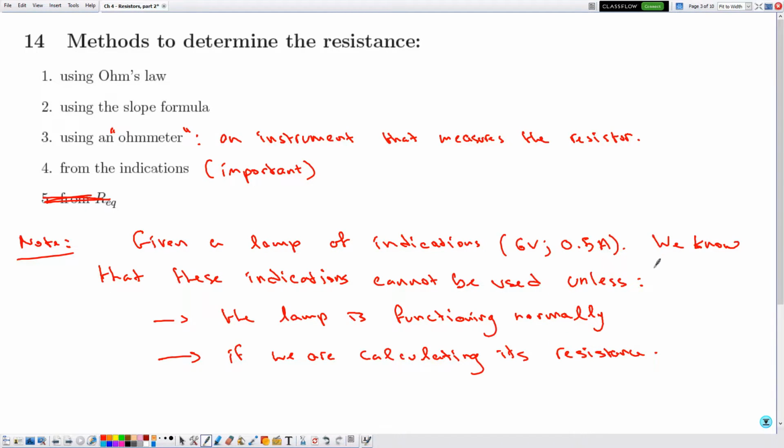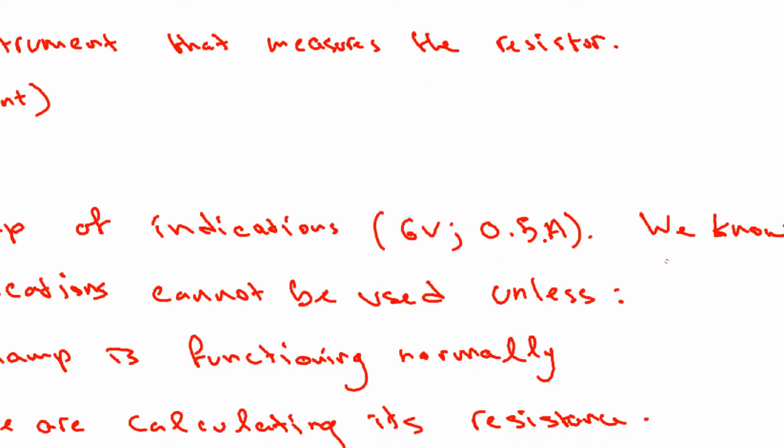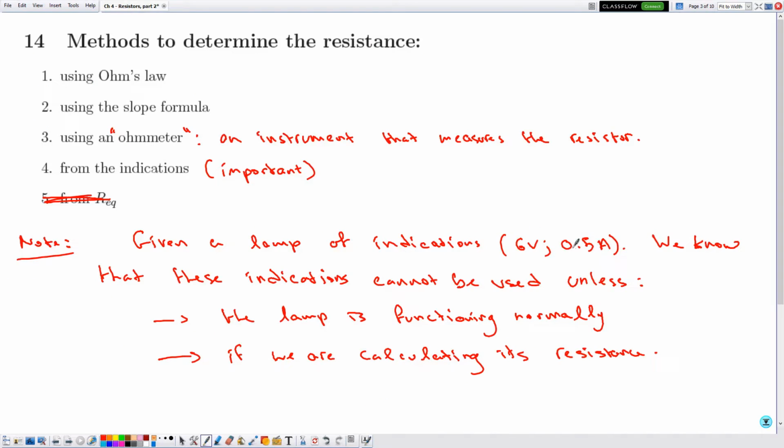So I repeat, given the following indication 6 volts 0.5 amperes, we know what these indications mean: rated voltage and rated current under which the lamp functions normally. We are not allowed to use them unless the lamp is functioning normally, or we can use them if we are calculating its resistance.